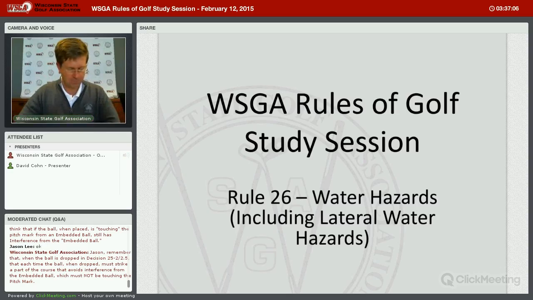So with this decision, the player actually plays the ball, and then we have the different answers based on whether there was knowledge or virtual certainty the ball was in the hazard.